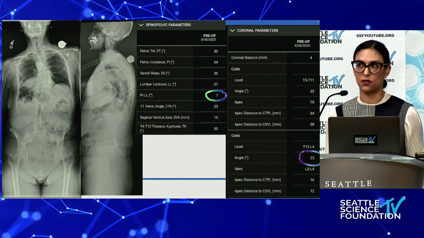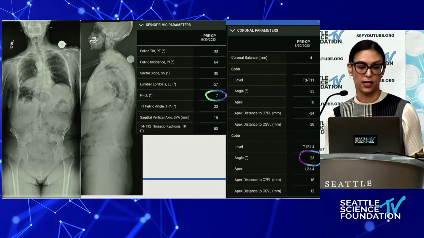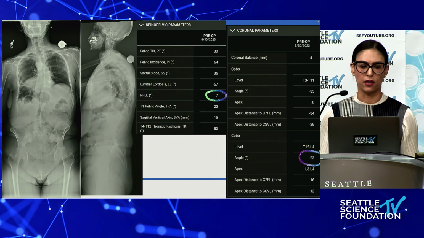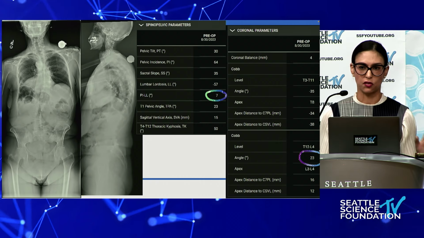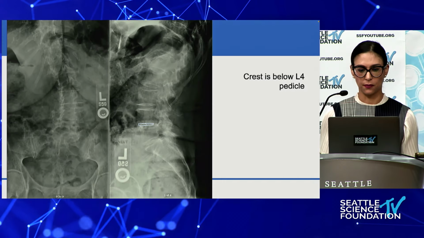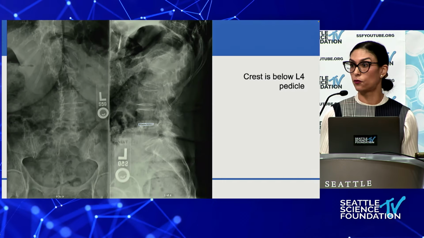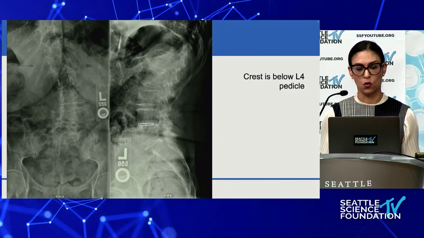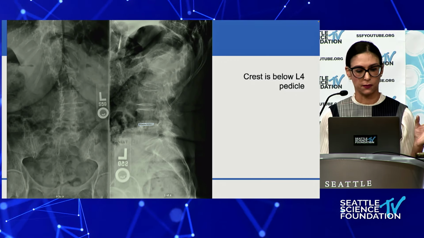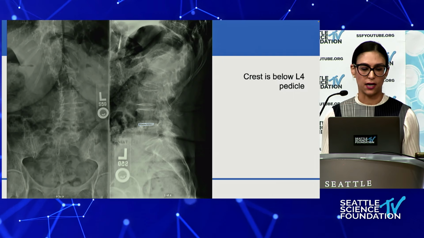So the first thing that I did was essentially assess her parameters. Looking at this, she didn't have a PI-LL mismatch. Her L4 to S1 was like 33, so pretty close. And she did have a significant deformity here. Looking at the L4-5 level, in terms of can I get that, one, she didn't need a huge correction from 4 to 1 because her segmental lordosis there was close to adequate.